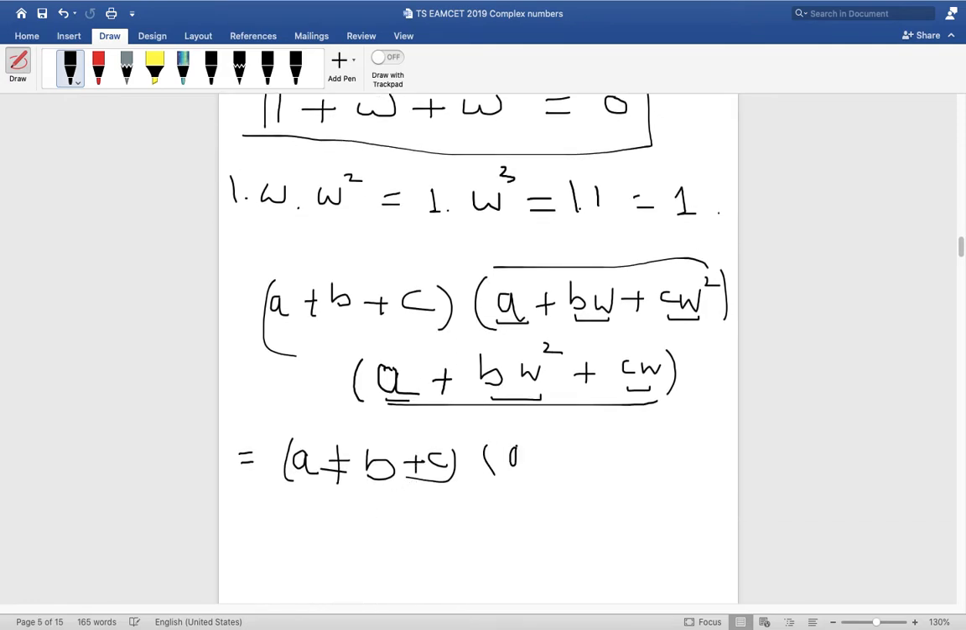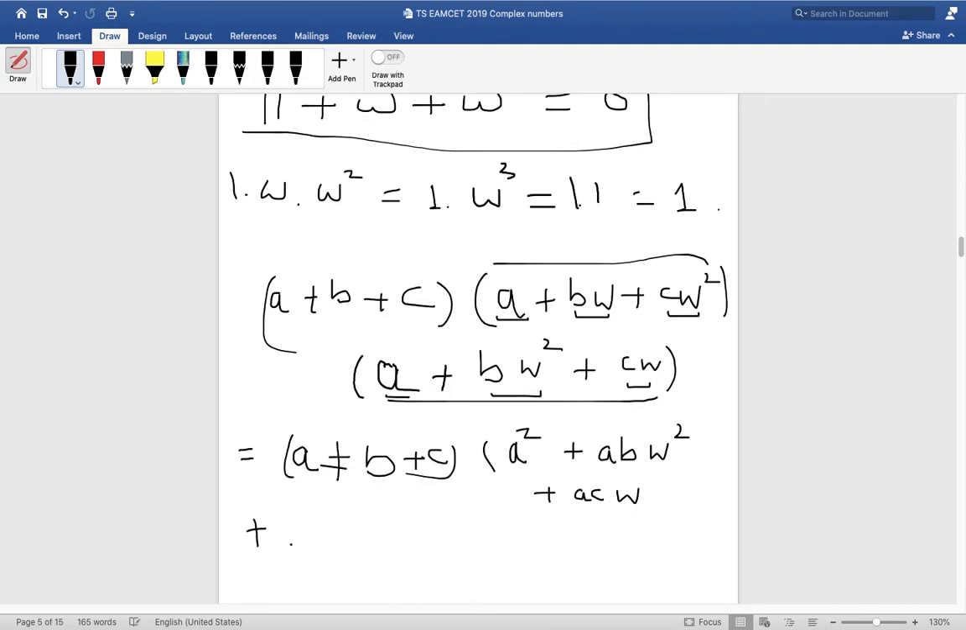A times a square plus ab omega square, okay, plus ac omega. Alright, so now we multiply b omega. So ab omega, okay, ab omega plus b square omega cube. Omega cube is 1, so just b square. Then bc omega square. Okay, now we are left with this.